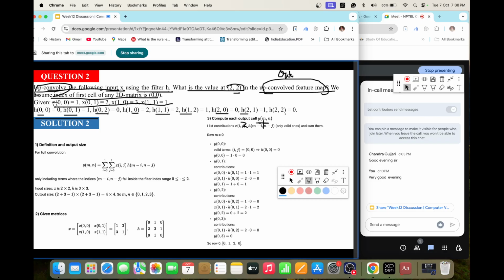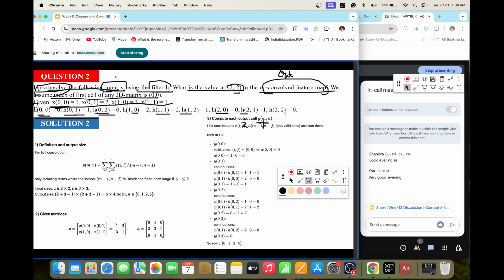Here the input has been given, that is x0 comma 0, x0 comma 1, x1 comma 0, and x1 comma 1 are given. That means the input is given, and also the filter has been given. Filter has been given h0 comma 0, h0 comma 1, h0 comma 2, 1 comma 0, 1 comma 1, and similarly h2 comma 2 is given. So you are given a 2 cross 2 input, not image, and a 3 cross 3 filter.